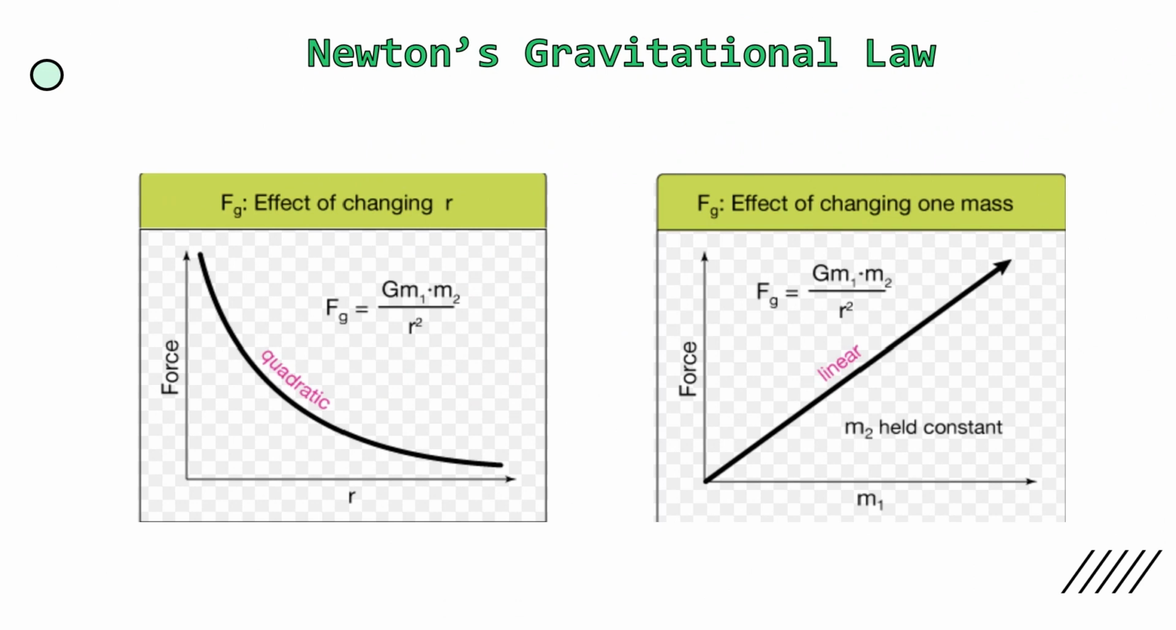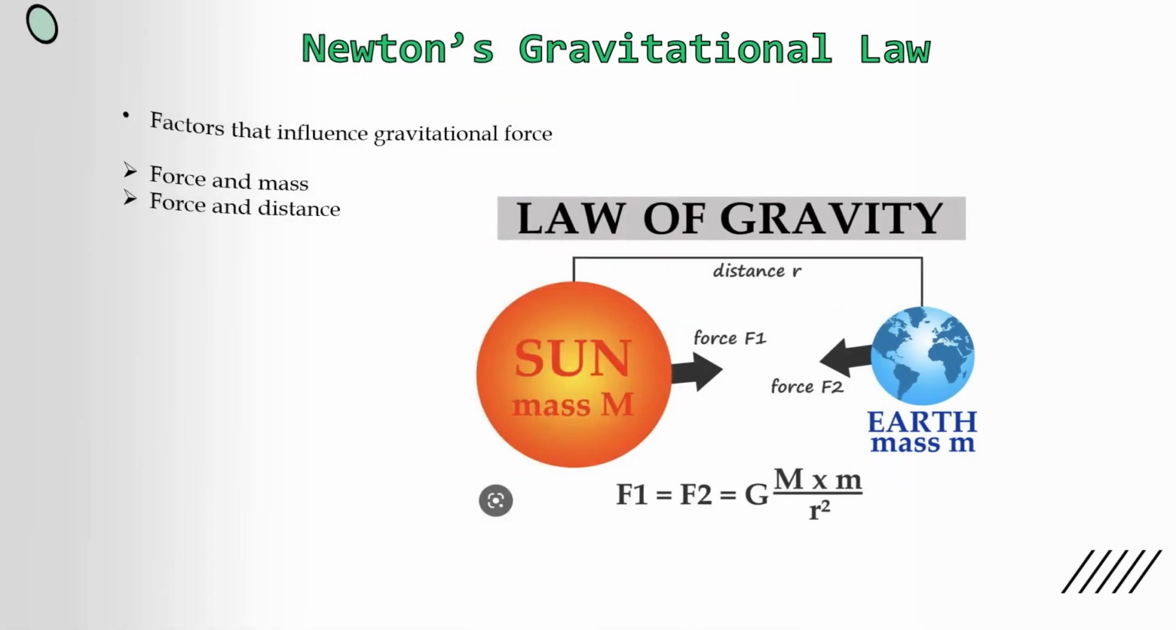This section may also have graphs, and in this case you can see that force and the radius is inversely proportional to each other, and the force and the mass is directly proportional to each other. There are some factors that influence this gravitation law, and the first one is force and mass, and the second one is force and distance. Please take note of this because they could ask this in a multiple choice question.